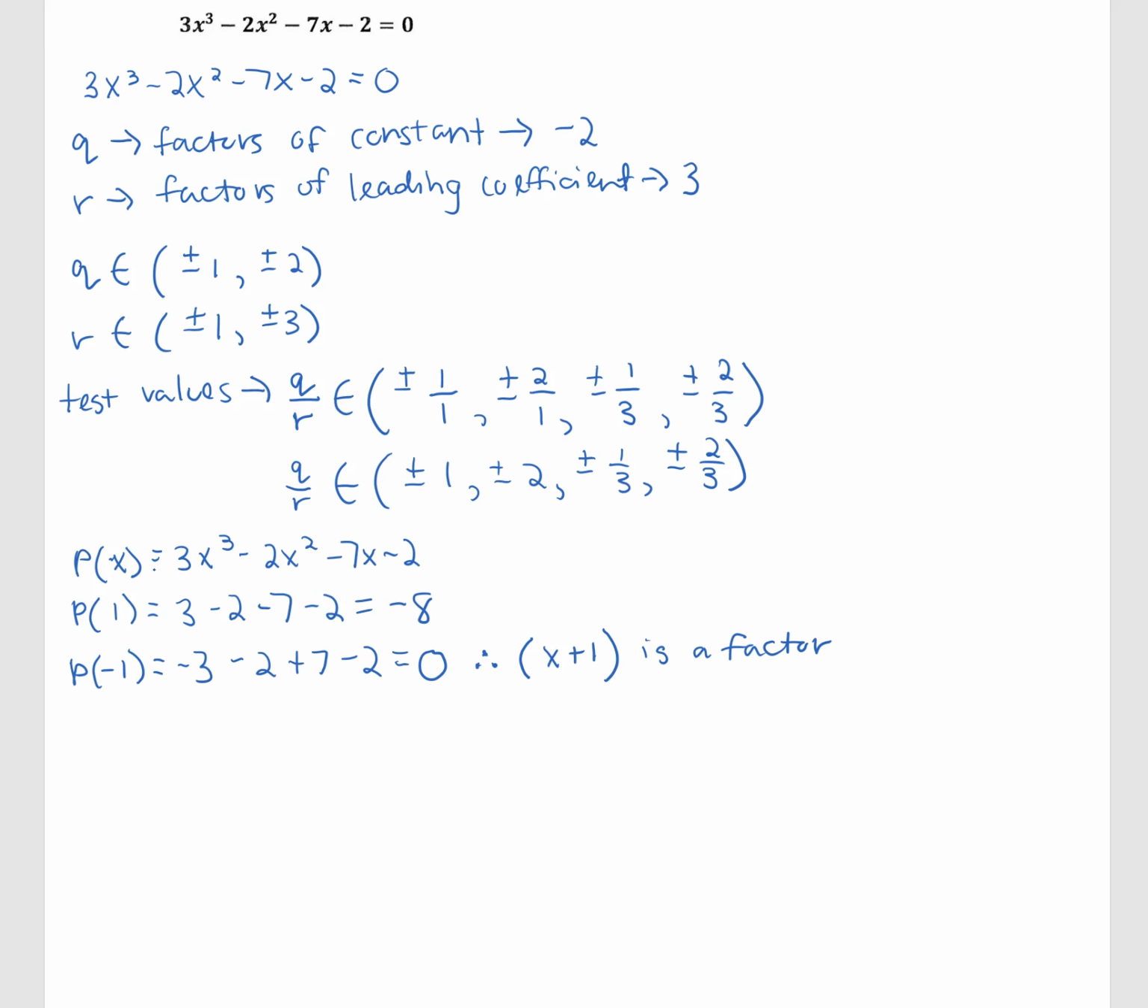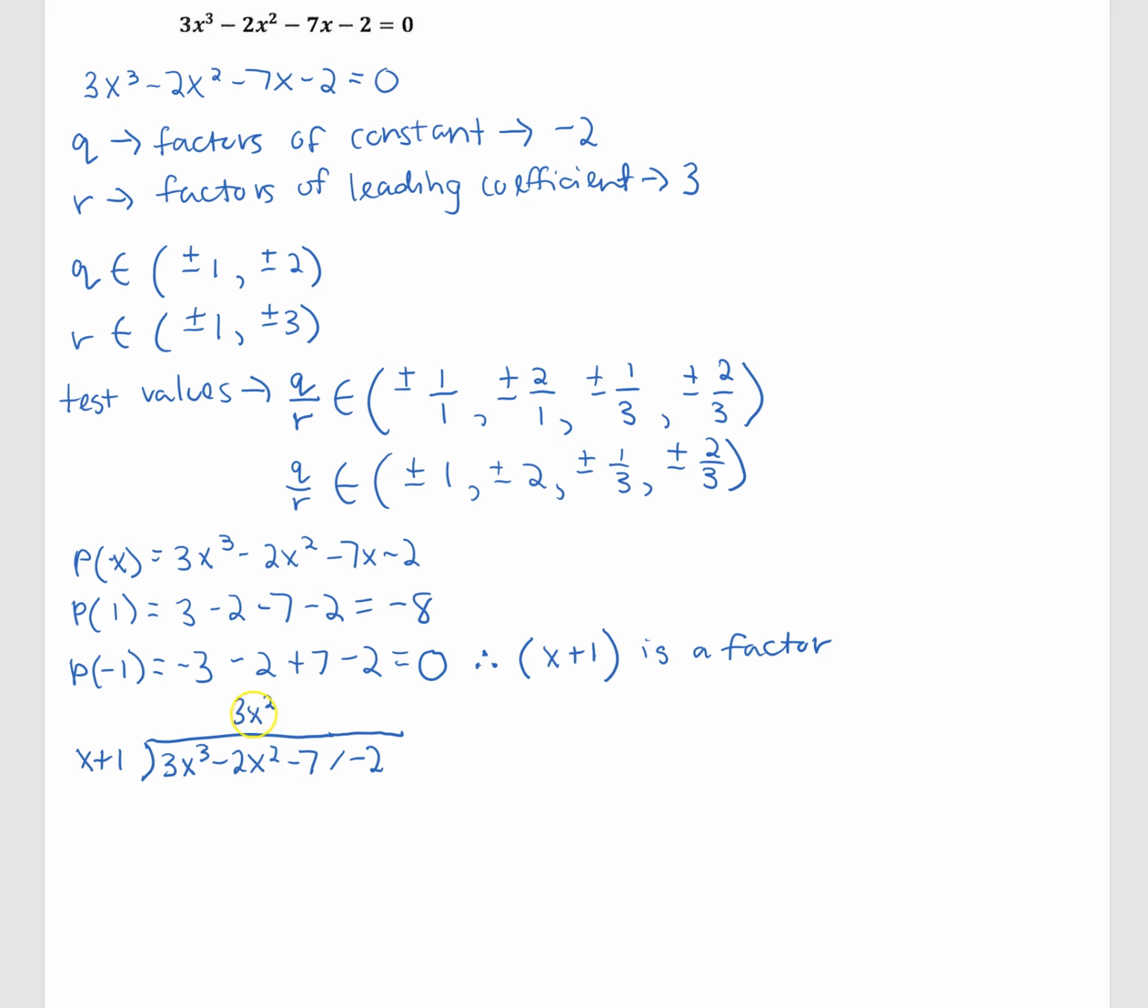So what I'm doing here is dividing our polynomial 3x cubed minus 2x squared minus 7x minus 2 by x plus 1. Okay, so the first thing we want to do is figure out what we need to multiply by x to get 3x cubed, and that is going to be 3x squared times x is 3x cubed. So we put that above the term with the same power of x.